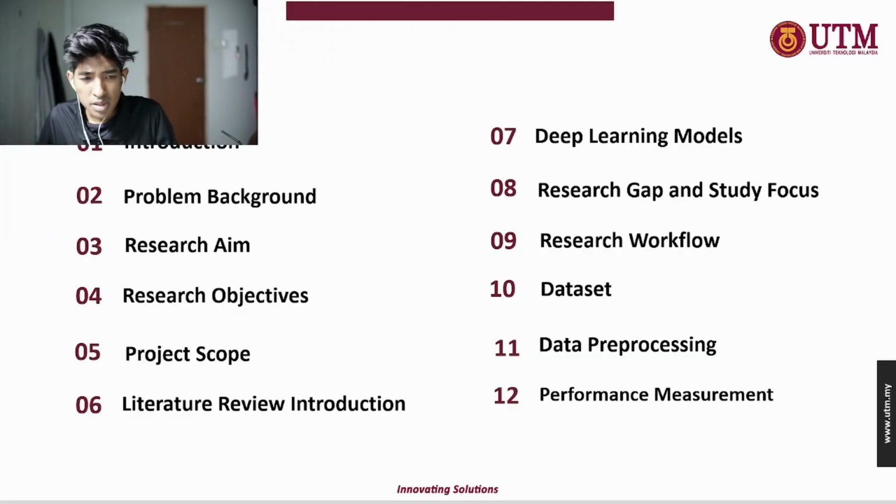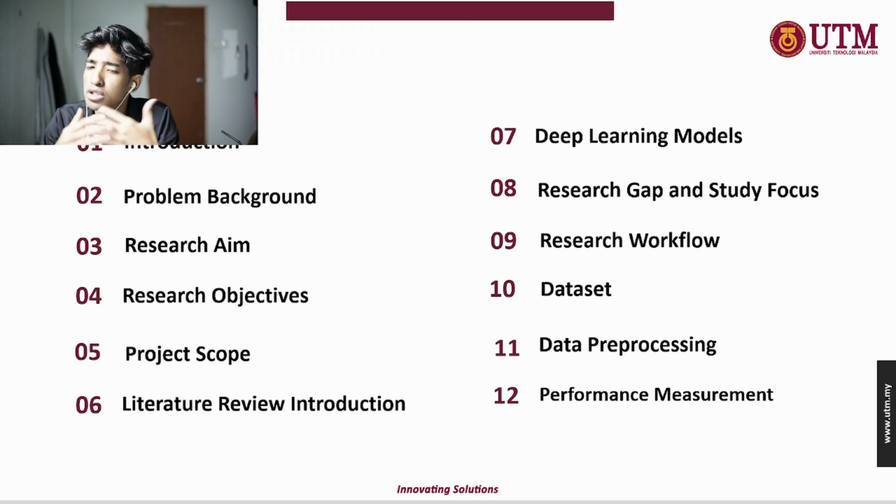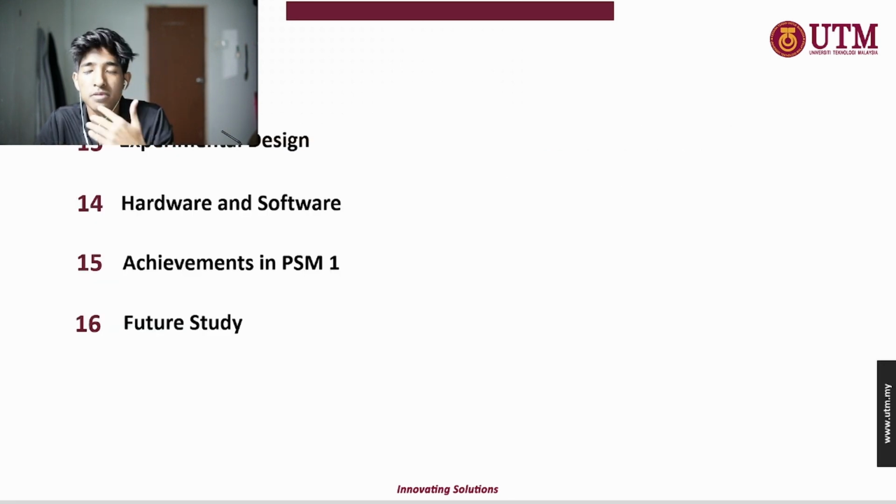Again, these are the things I will talk about. We touch a bit about the introduction, the background problem, what is our aim, what is our objective, and what is the scope of this project. And then we're gonna go to chapter 2, where we're gonna briefly talk about the literature review that exists within this sphere, and then the deep learning models that we choose, what is the research gap, and what is the focus of our study. And then we're gonna talk about research workflow in our chapter 3, and then the data set that we chose. And then we're also gonna talk about data pre-processing and performance measurement.